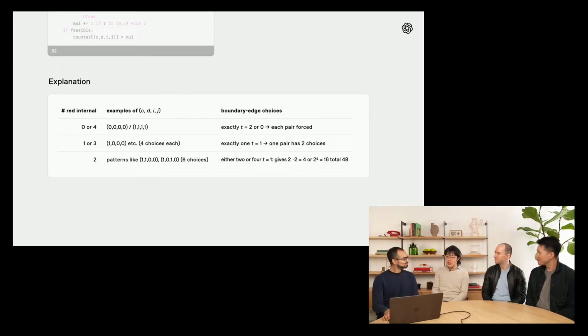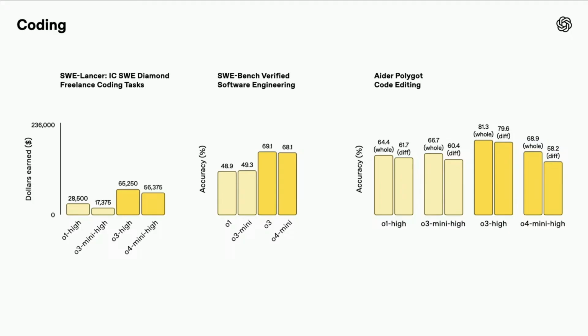Now, onto the coding benchmarks. We have SWE-Lancer, a benchmark that consists of freelance software engineering tasks, SWE-Bench Verified, the go-to standard for coding benchmarks, and Aider Polyglot, a benchmark for multi-language code editing.